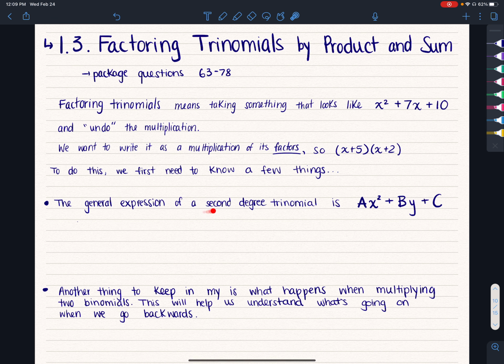So the general expression of a second degree trinomial, second degree meaning the highest exponent on this trinomial is a 2, and trinomial meaning we have 3 terms, is this: ax squared plus bx plus c. Now, knowing this, it's important for us to analyze the trinomial that we're being given. So we're going to keep working with this example up here, x squared plus 7x plus 10.